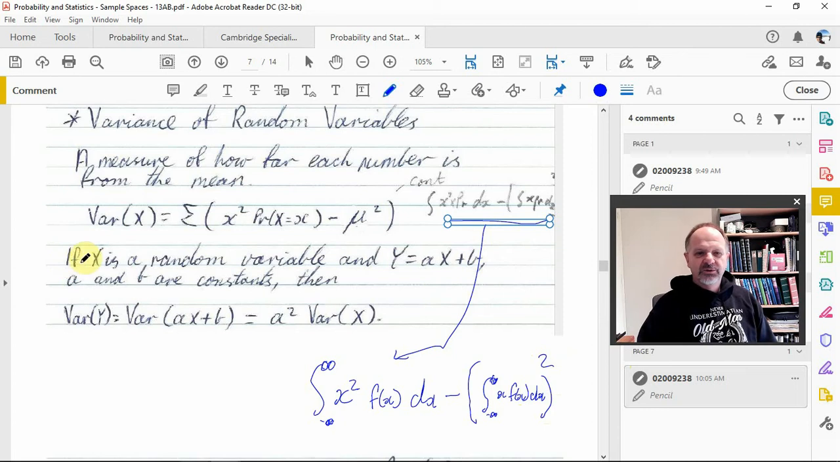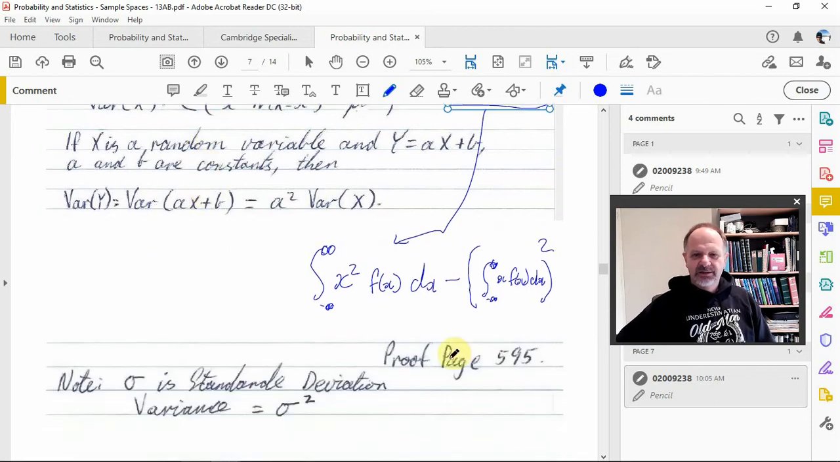Also, if y and x are related in this way, then the variance is related like so. Again, we've done those in methods. The proof of all of that stuff is on page 595 in your textbook. And also just a note that sigma is the standard deviation, and the variance is the standard deviation squared. Again, something that we will be using.